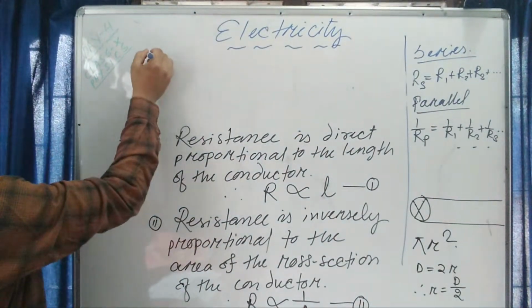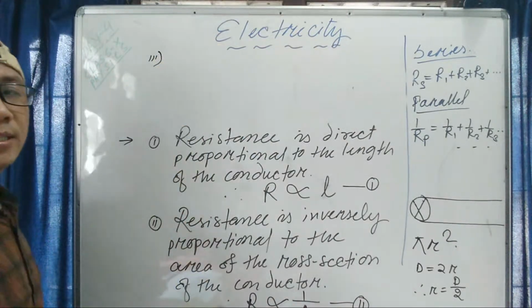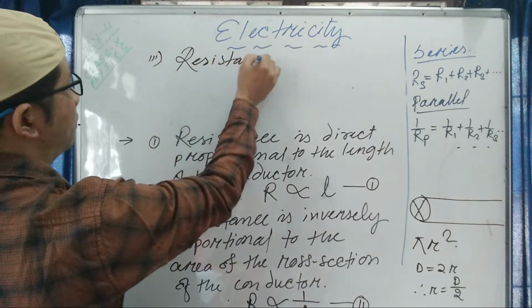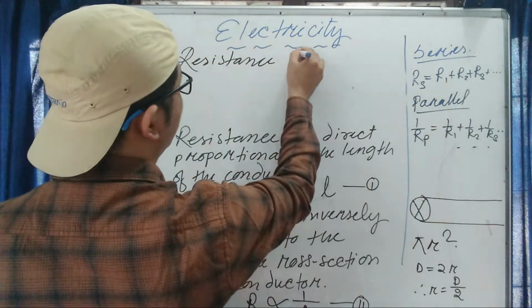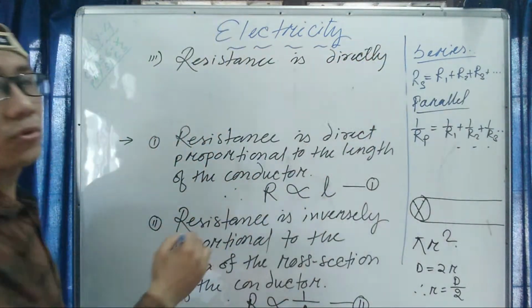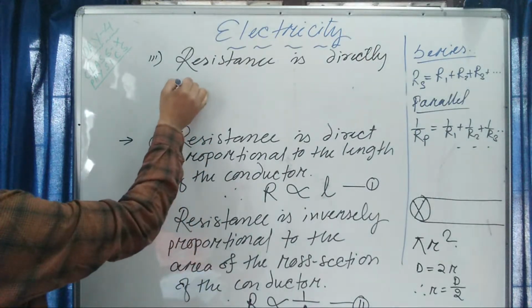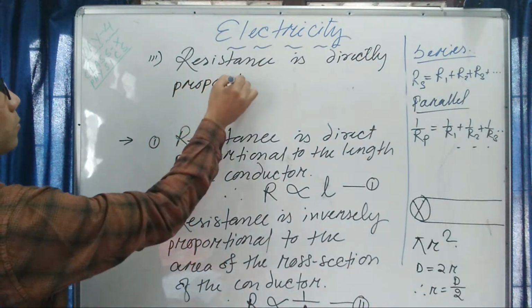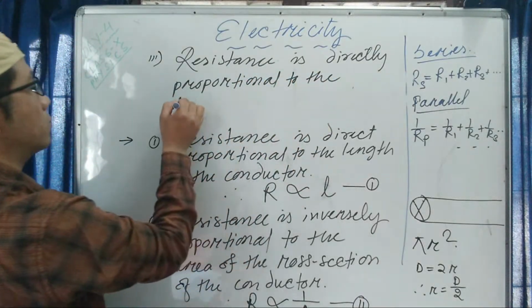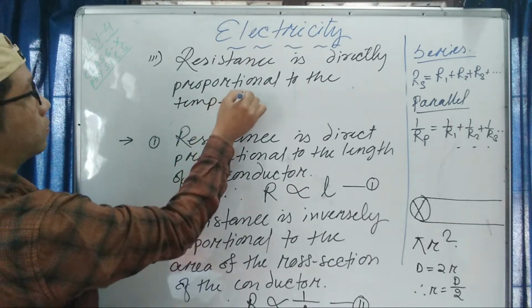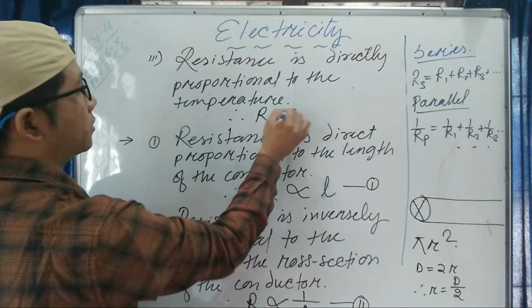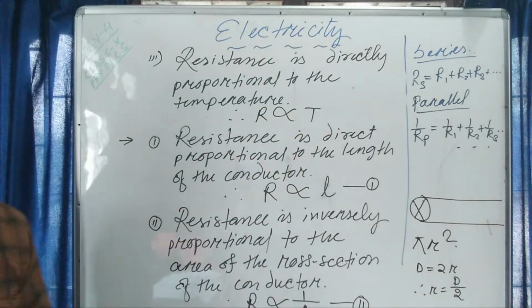Number 3 factor is the temperature. Resistance is directly proportional to the temperature. Therefore, R is just, you can say, T. Okay, T for temperature only.